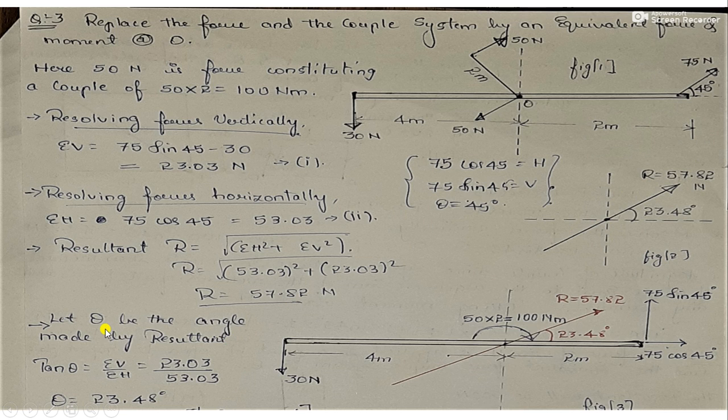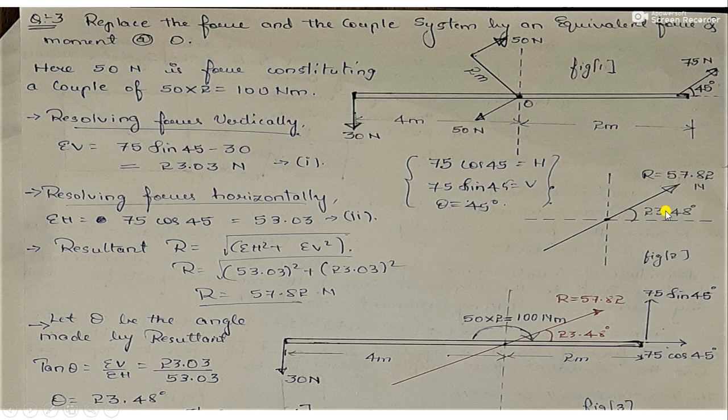We'll see it. Let theta be the angle made by the resultant. Tan theta is equal to sigma V, the summation of vertical forces, divided by sigma H, the summation of horizontal forces. What is the vertical force? 23.03. And horizontal is 53.03. So when you calculate it, theta will be tan inverse of whatever value you get out of this, and theta will be 23.48 degrees. So I have provided that notation here.